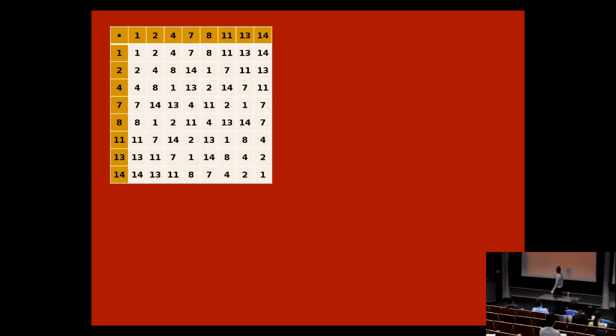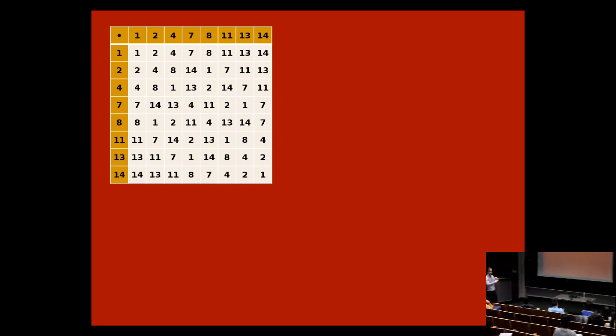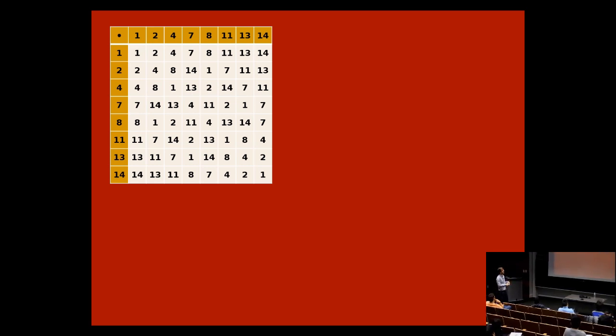Actually, there's another interesting property of this table. Can anybody guess what I'm thinking? It's hard to guess. It is definitely symmetric if you fold it this way, right? That's a good point. Multiplication commutes, so anything you see in 8 times 4, 2 is the same as 4 times 8.